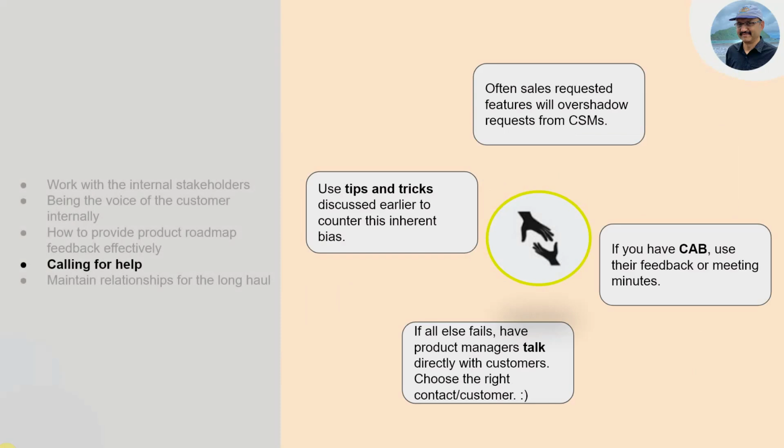Now, having said all that, it's not going to be easy. As I said earlier, product roadmap discussions can get very contentious, and people can get passionate about it. So there could be raised voices and stuff like that. It's all good. It just happens. It's actually something that you should expect.